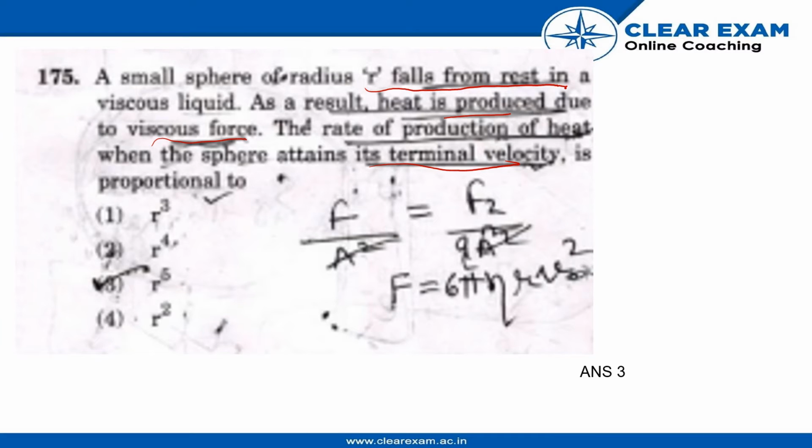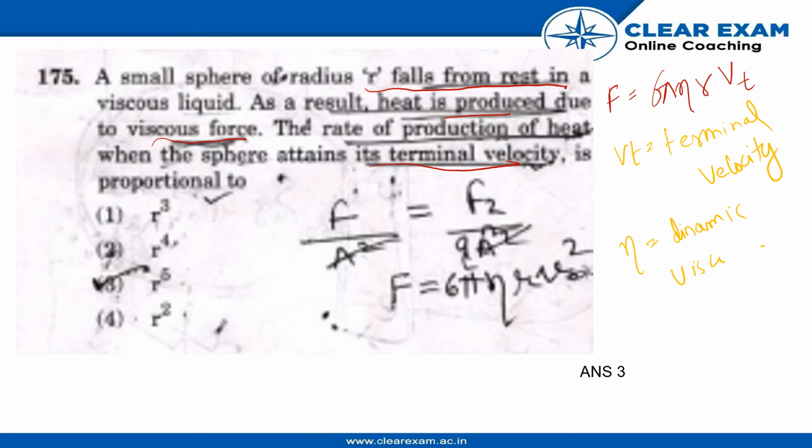First of all, let's revise the formula of the viscous force. That is basically given by F equals 6 pi eta r Vt. Now what is Vt here? Vt is terminal velocity. r will be the radius, and eta is the dynamic viscosity coefficient.